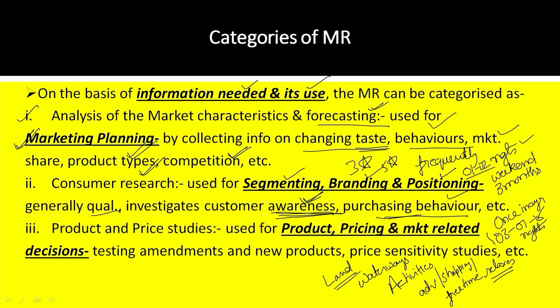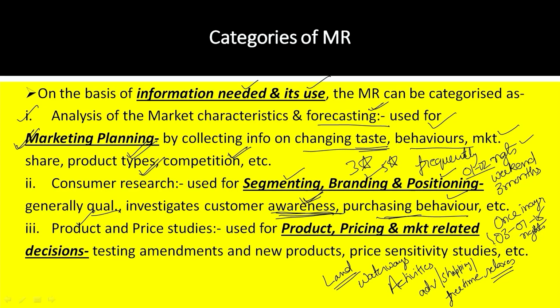Okay. Now the third type of marketing research is product and price studies. It does not require much explanation. Product studies, price studies. So testing amendments of a new product is what is done in product studies. For the product which is already existing, what is the probability of the success of this product in future, or what kind of amendments the company should make. Sometimes the company makes an amendment on the basis of competition, and then it wants to do testing to find out whether this amendment, on an experimental basis, will be successful or not.